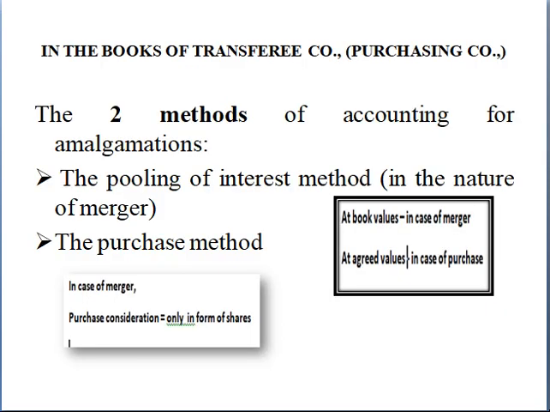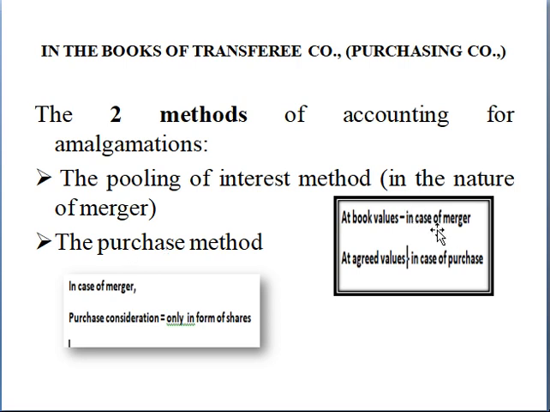Now, in the books of the transferee company, that means in the books of the purchasing company. Under the purchasing company, we have two methods of accounting. One is the pooling of interest method, which is called in the nature of merger. The second one is in the nature of purchase method. Totally we have two methods. What are the main differences and features of these two methods?